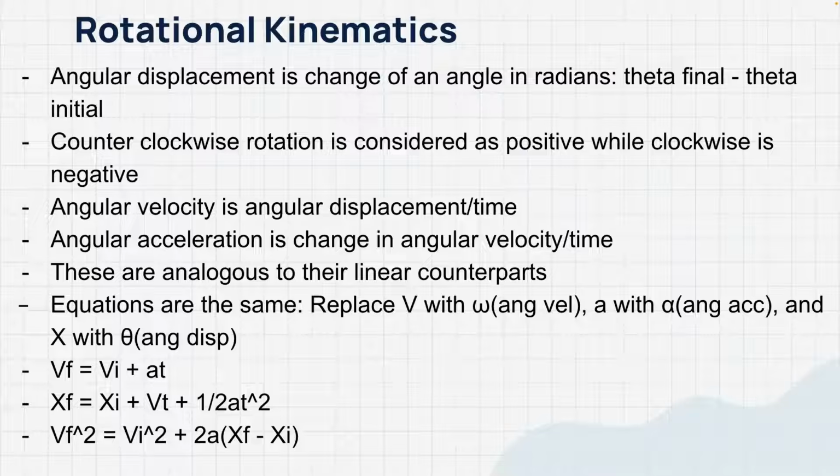There are a lot of parallels between rotational kinematics and normal, linear kinematics. Angular acceleration is the change in angular velocity over time. And as I said earlier, these are analogous to their linear counterparts. All of the equations for kinematics are going to be the same in rotational kinematics, assuming a constant angular acceleration. You just replace the velocity with omega, which is angular velocity, acceleration with alpha, which is angular acceleration, and position with theta, which is angular position or displacement.